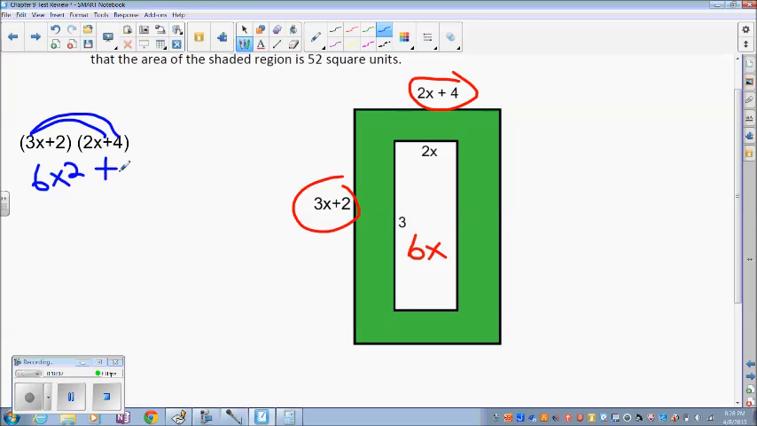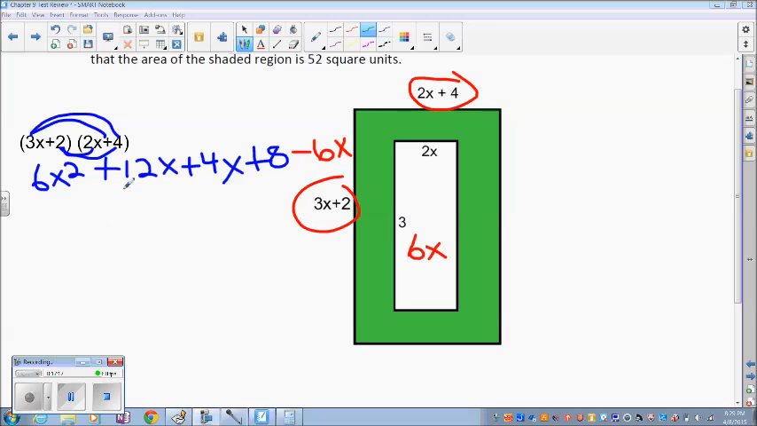3x times 2x is 6x squared. Outside times outside, 3x times 4 is 12x. Inside times inside, 2 times 2x is 4x. And last times last, 2 times 4 is 8. Okay, that would get us the entire area, including the white box. So we got to minus out the white box, which is 6x.